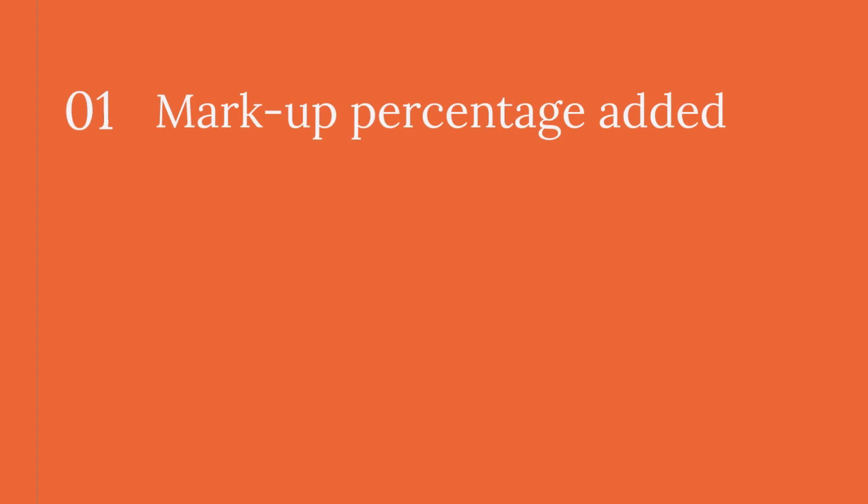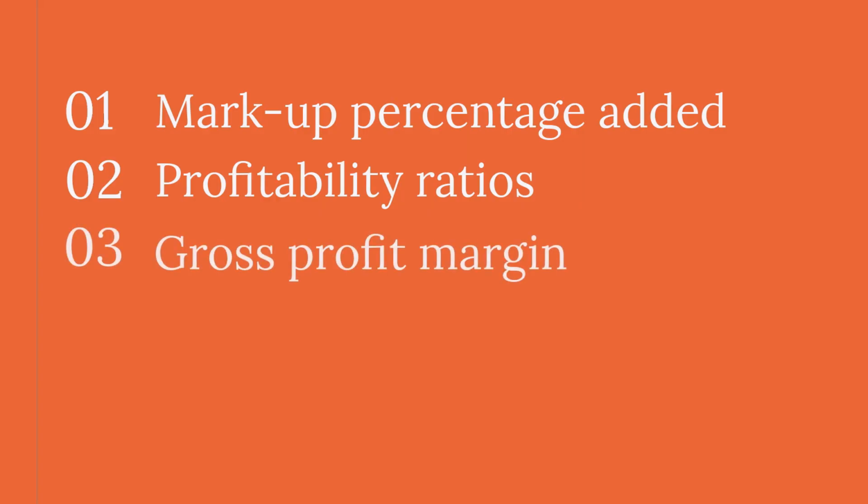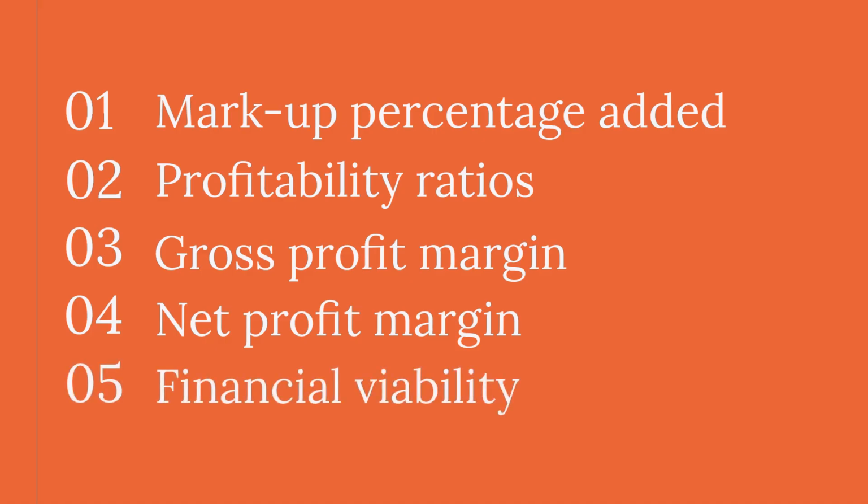Profitability ratios evaluate profit generation relative to sales. Markup indicates the percentage added to costs. Gross profit margin shows revenue exceeding costs. Net profit margin reveals profit after expenses. These ratios highlight financial viability.